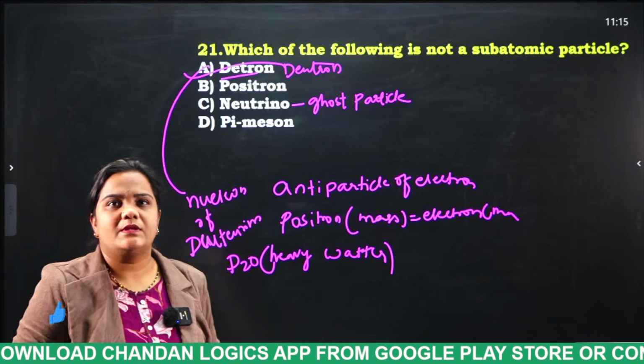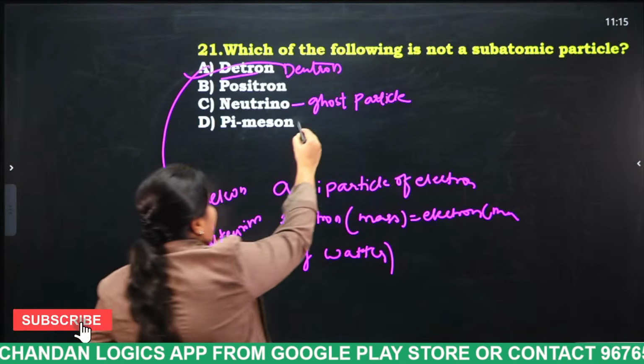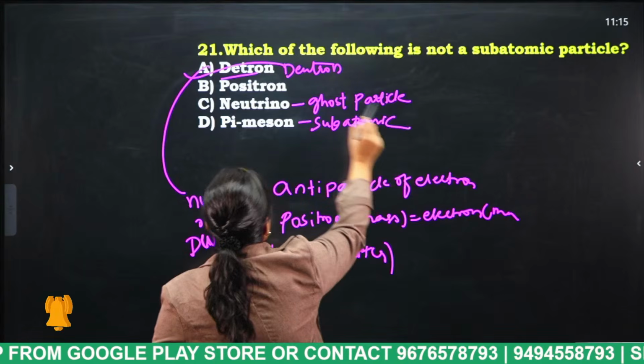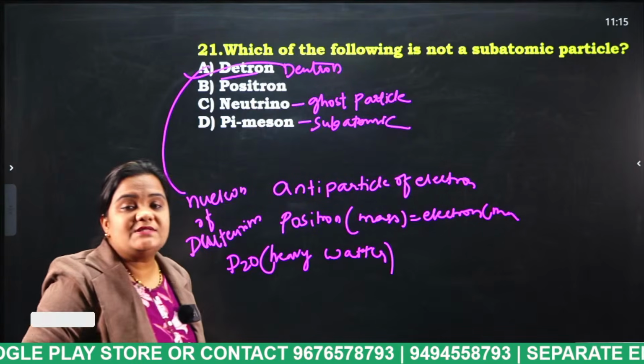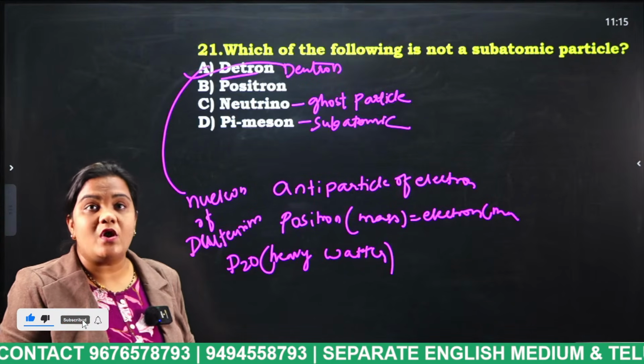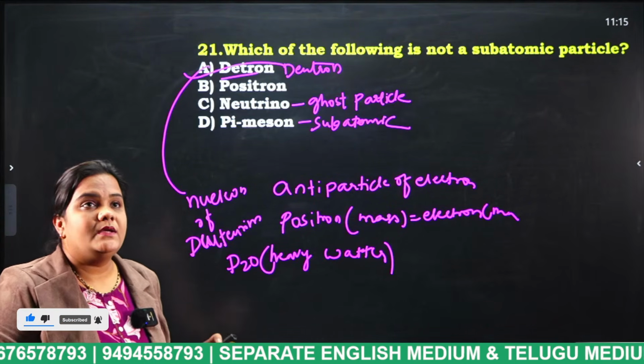Okay. Next. So this is also a subatomic particle. So everything is a subatomic particle, students. Only the deuteron is not a subatomic particle. It is the nucleus of heavy water, deuterium. Okay. Next.